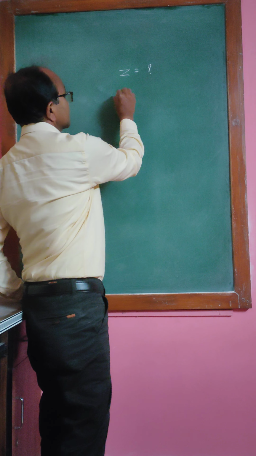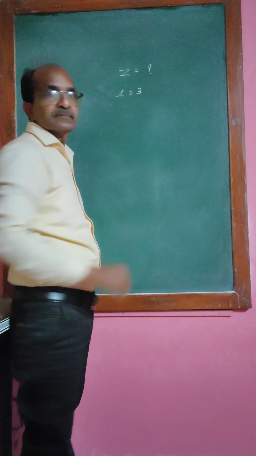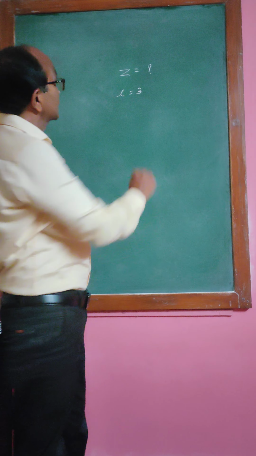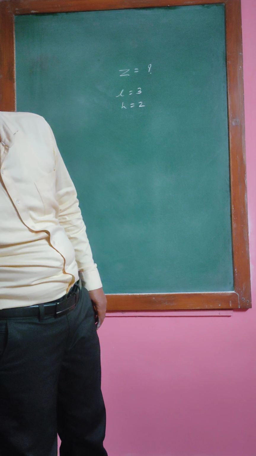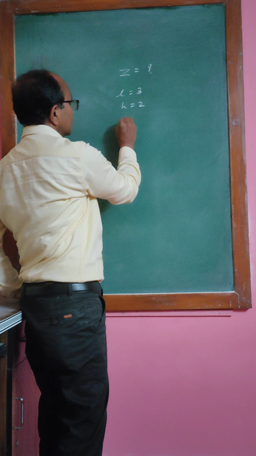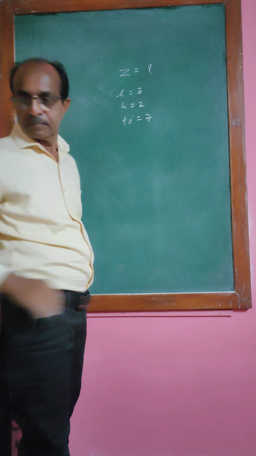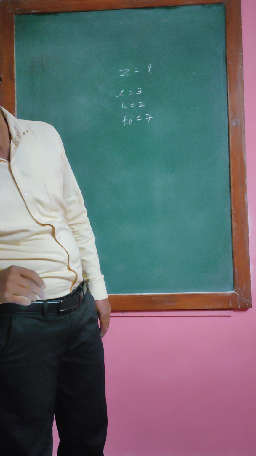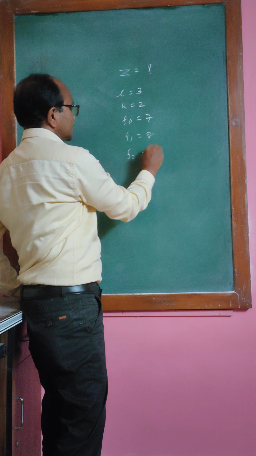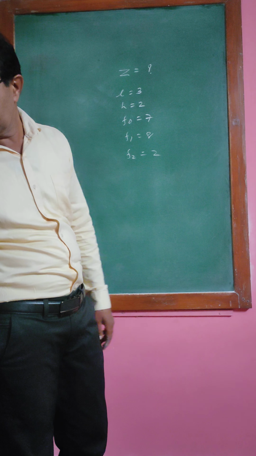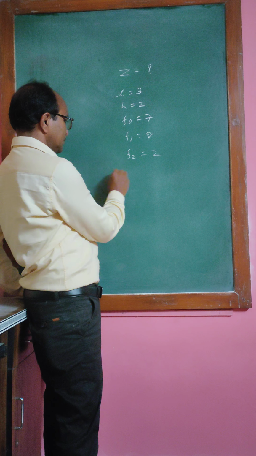Given data is L equal to 3, H equal to 2, F0 is 7, F1 is 8, F2 is 2. This data is given and we have to find the mode of the data.